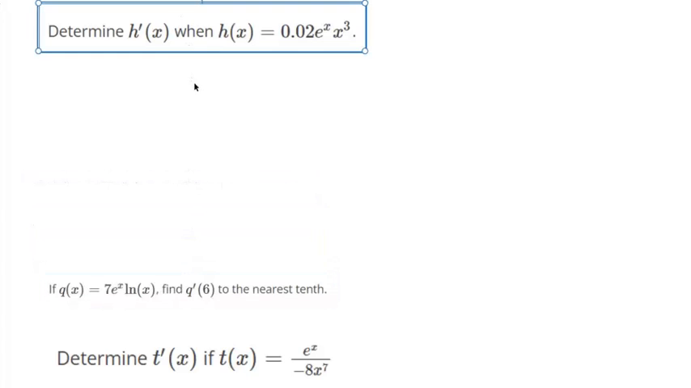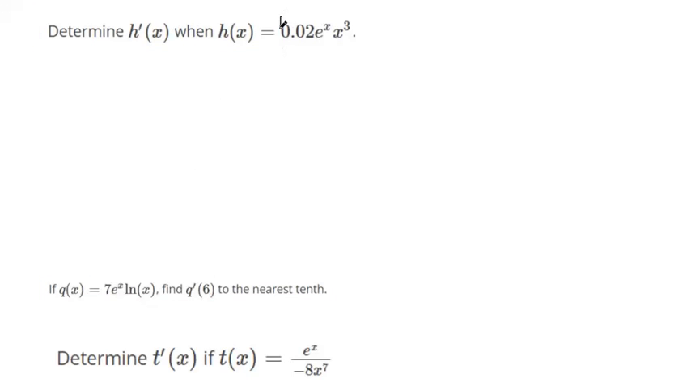So we're asked to find the derivative of h of x. These are two distinct functions of x. You could think of this as one function of x and this is another function of x. So we use the product rule. And the product rule says you take a derivative of the first function, and the derivative of e to the x is just e to the x.